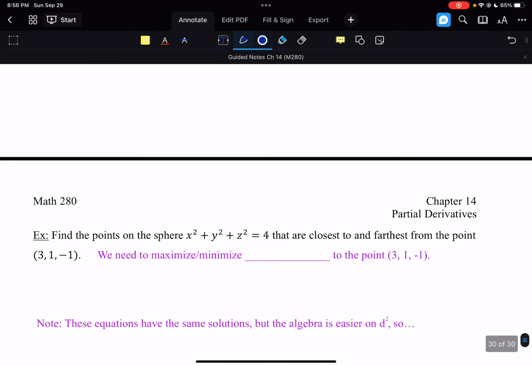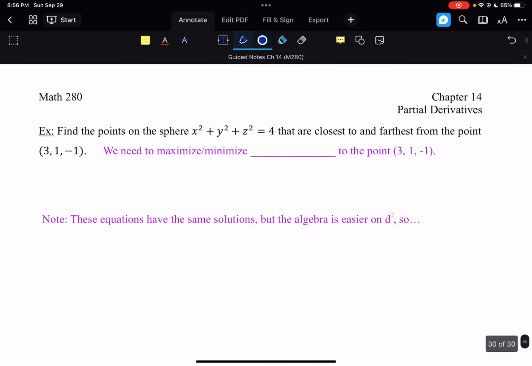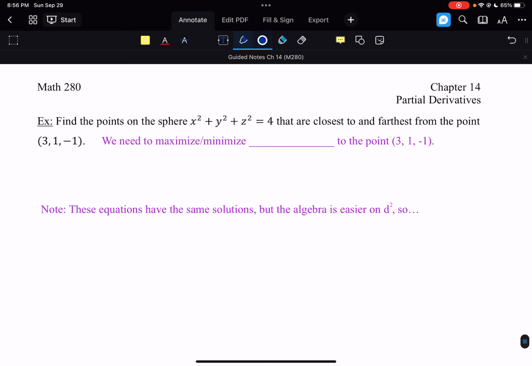All right, let's take a look at one final example. So one final example for the whole chapter. Find the points on the sphere x squared plus y squared plus z squared equals 4 that are closest to and farthest from the point (3, 1, -1). Okay, so we're finding points closest to and farthest from the given point.